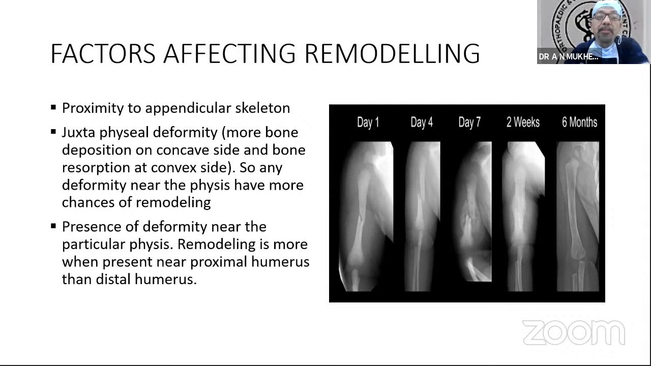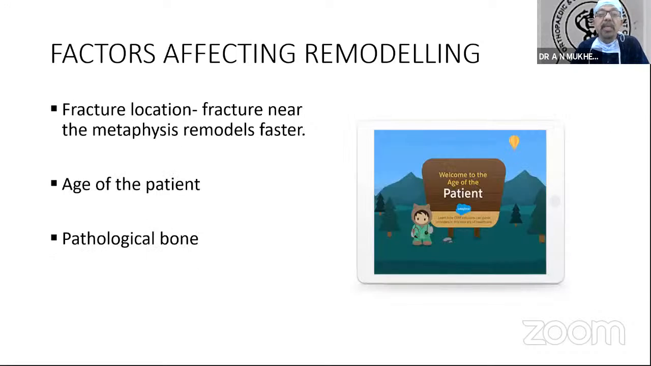The factors affecting remodeling are the proximity to the epiphysis, the juxtaepiphyseal deformity, more bone deposition on the concave side, and bone resorption on the convex side. So any deformities near the epiphysis have more chance of remodeling. Remodeling is more when present near the proximal humerus than the distal humerus. Other factors are fracture location, since fractures near the metaphysis remodel faster, the age of the patient, and the pathology of the bones.